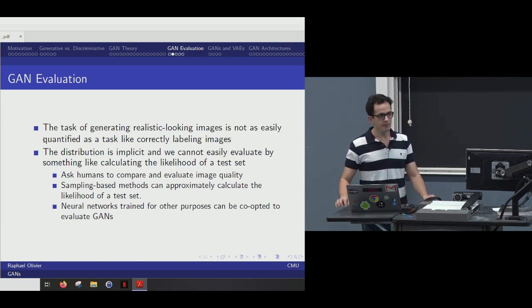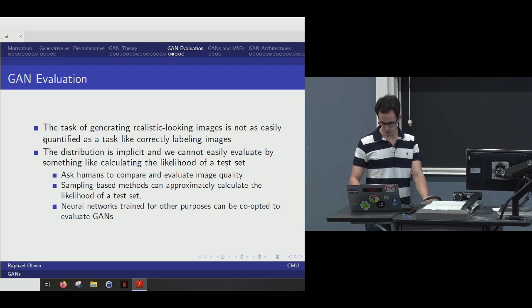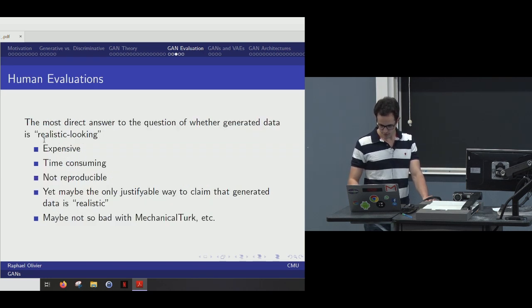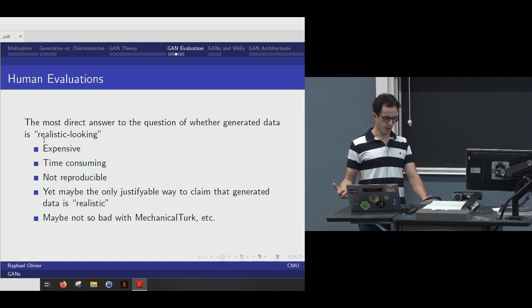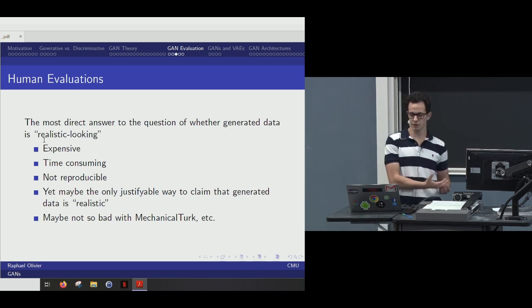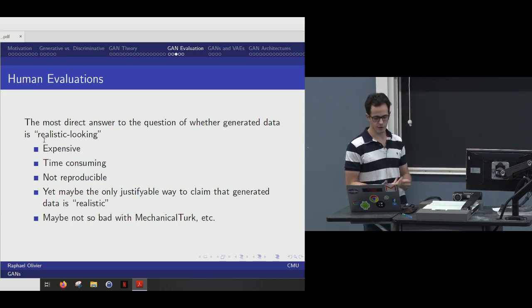So what are you going to do instead? Does anyone have ideas? Well, there's one at least that you probably thought of, even if you didn't raise your hand, which is human evaluation. That's the one that in any good GAN paper you're going to have, because it's the only one that seems to actually address all of the issues of the evaluation.